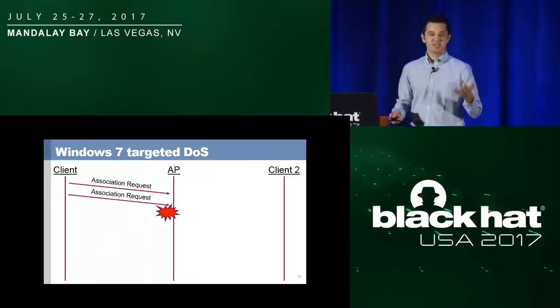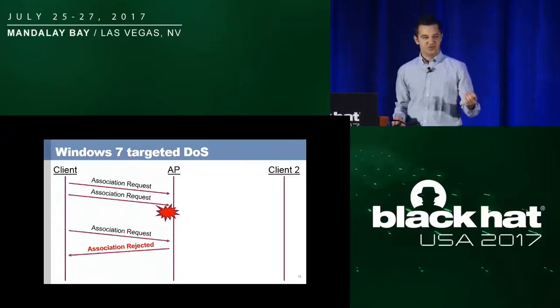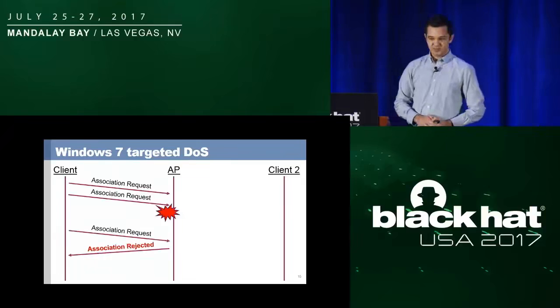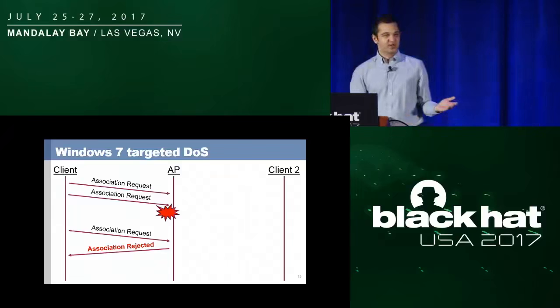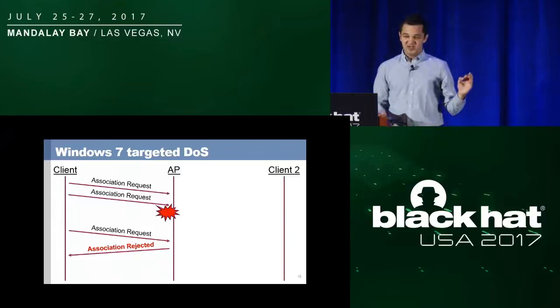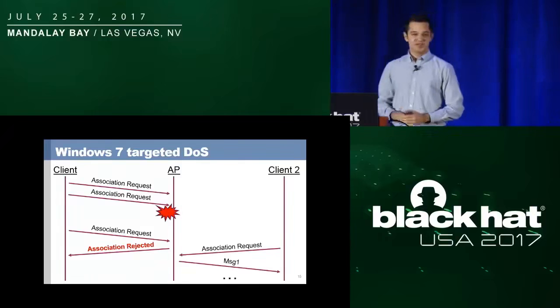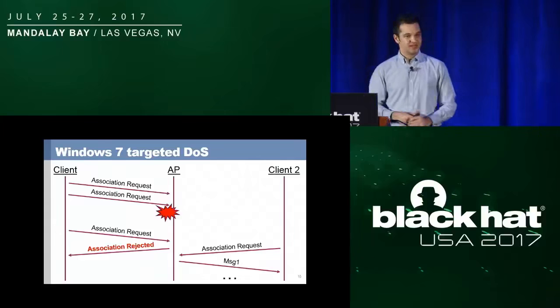And if we now, some seconds later, try to reconnect, so we again send an association request, then we get an association rejected response. In other words, we cannot connect. The interesting part here is that if a different client tries to connect, then everything goes just fine. It sends the association request, and the access point will start the four-way handshake.